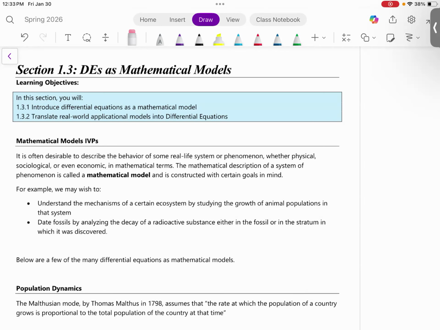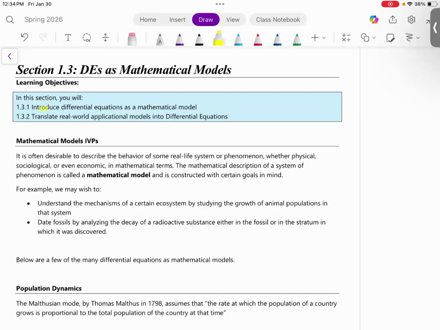Here we will be introducing differential equations as mathematical models. So in this section, we're going to look at a few real-world situations and see how a differential equation can be created to help produce this mathematical model. So let's go ahead and look at some learning objectives and get started with a few examples.